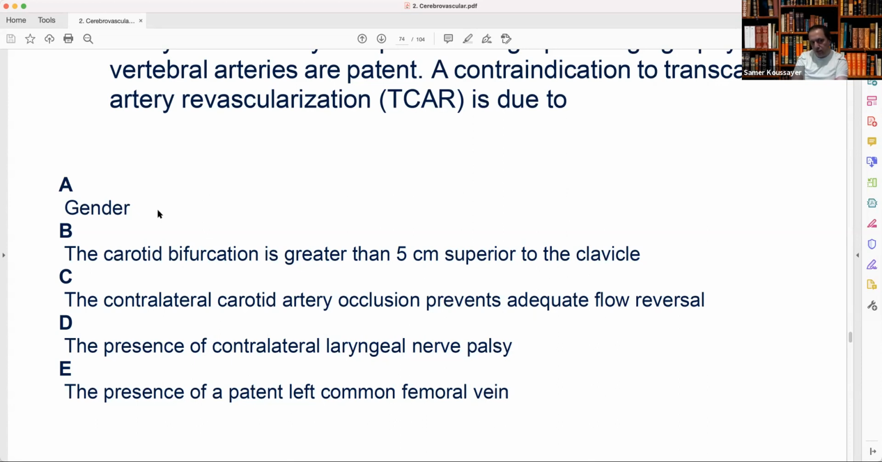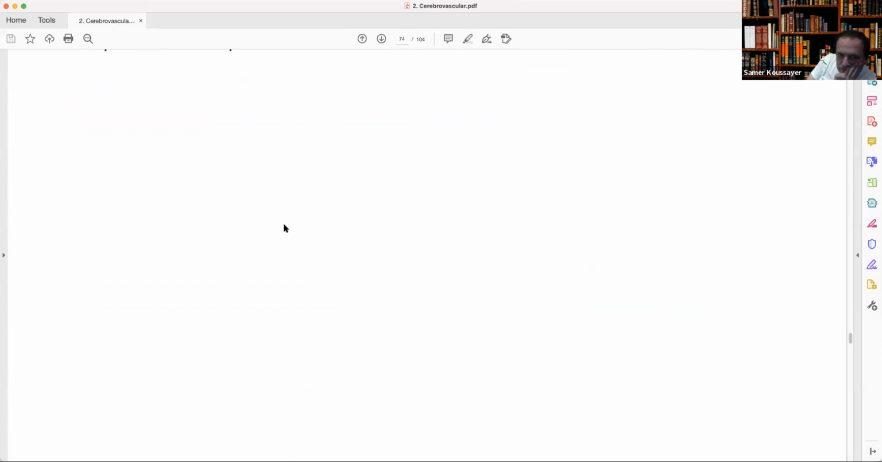Contralateral laryngeal nerve palsy is an indication for carotid stent, but not for TCAR because you don't want to damage the vagus nerve. All right. Any question? No.